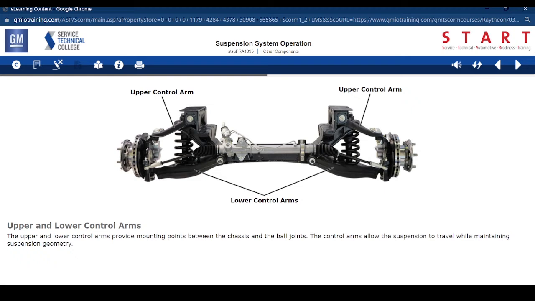The upper and lower control arms provide mounting points between the chassis and the ball joints. The control arms allow the suspension to travel while maintaining suspension geometry.